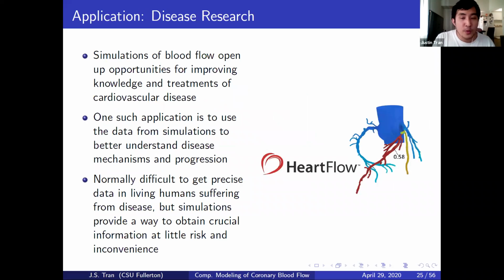Okay, so before I jump into my own specific research projects, I want to talk about some applications. The first application that I've been talking about is disease research. These simulations give clinicians and engineers a wealth of new data that's really difficult to obtain in living people, and we can use that data to study how a disease progresses. What's the trigger mechanism?